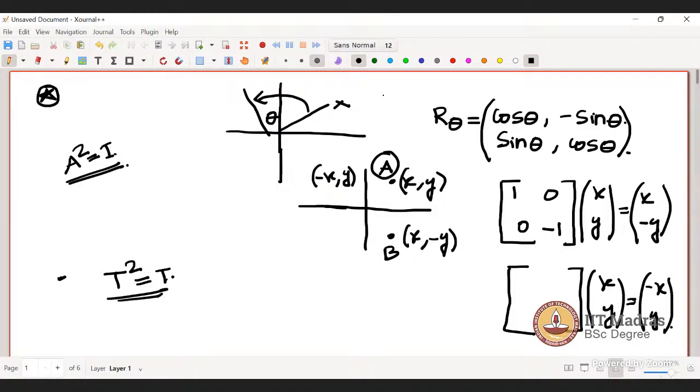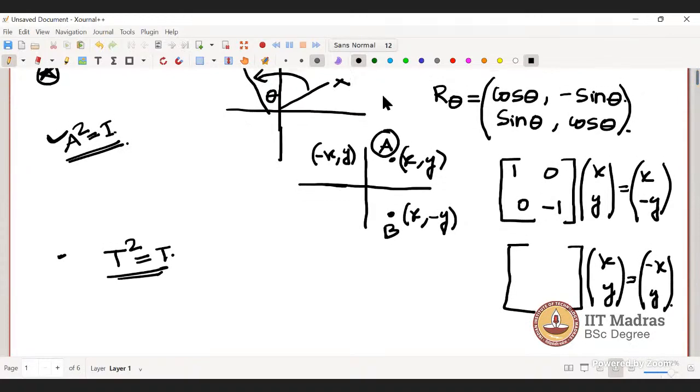Sir, in the first one, A squared equals I, that will be A transpose A equals I, right? Sorry, you are talking about A meaning the R theta, right, sir? Which one? The first one you wrote, A squared. This is a reflection matrix. It's not an orthogonal matrix. Okay.